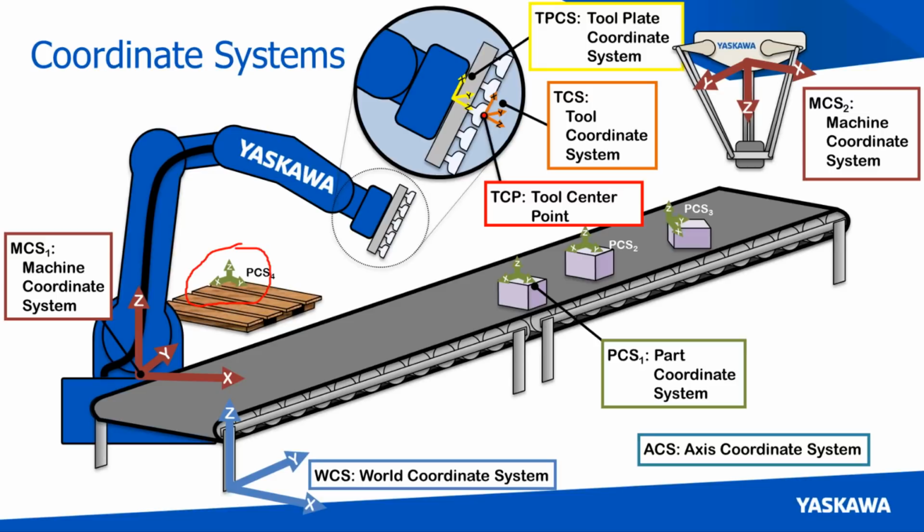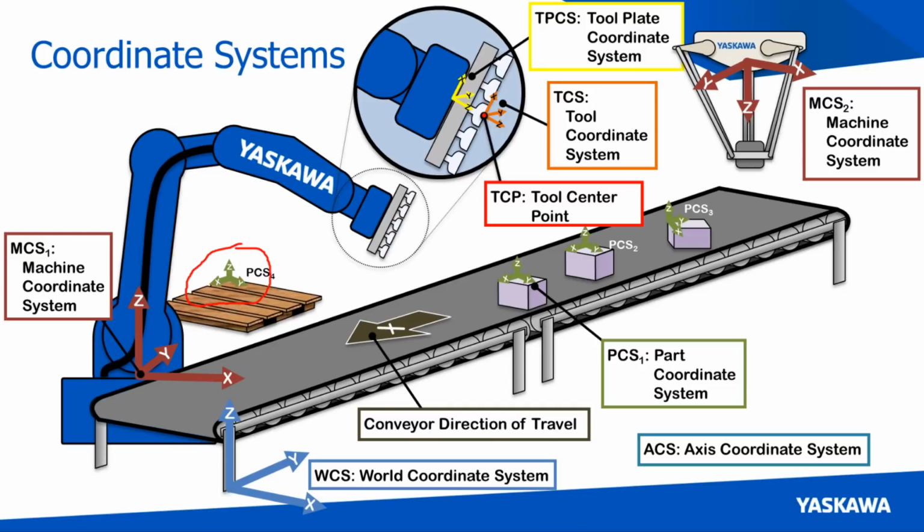The output of a particular machine will give us a tool plate coordinate system. That is where the end of the mechanism will be as we move. And then we offset that with a tool coordinate system that tells us where the end of the tool is. That end of the tool we call the tool center point, or TCP. And then each of our individual parts will have its own part coordinate system, PCS.